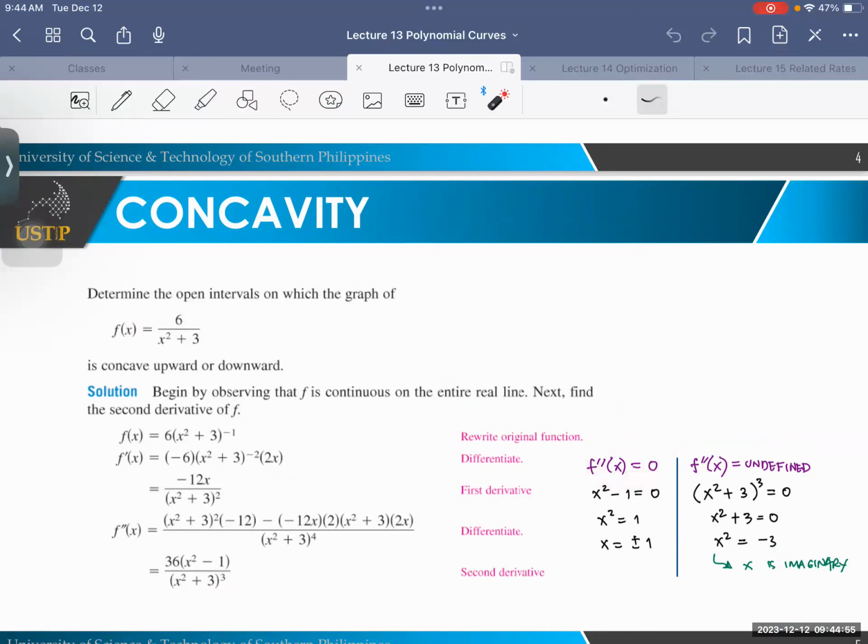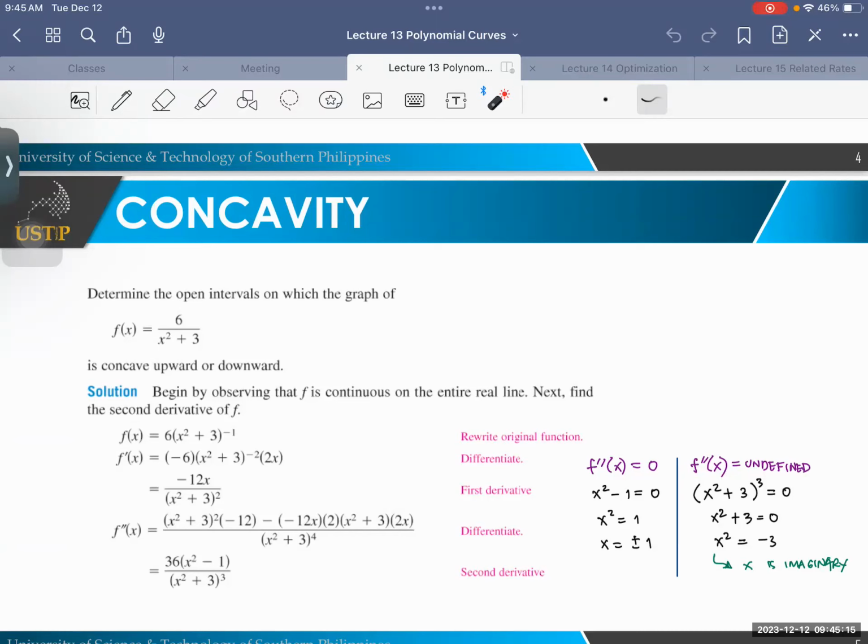The second derivative is a rational function, so the numerator must be 0 for it to be 0. So we equate x squared minus 1 to 0, and then we have x equals plus or minus 1. Okay? That makes it 0. And then, where is it undefined?